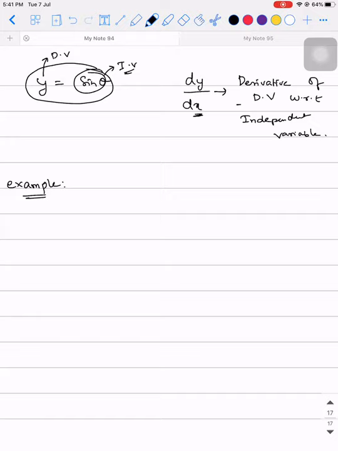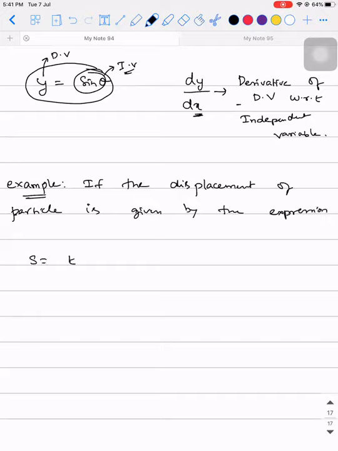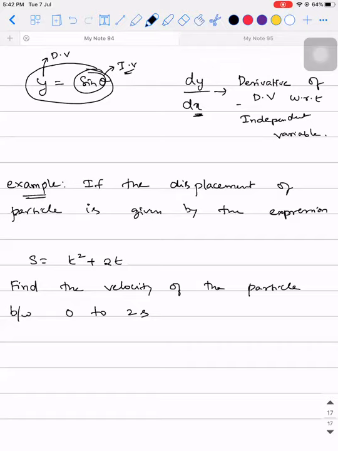Okay. So I'll give you some examples you can understand. If the displacement of a particle is given by the expression S is equal to t square plus 2t, find the velocity of the particle between 0 to 2 seconds and the velocity of the particle at 2 seconds.